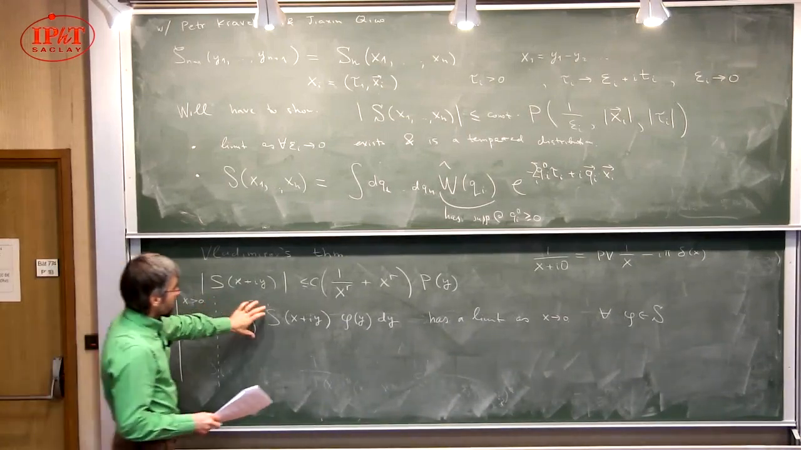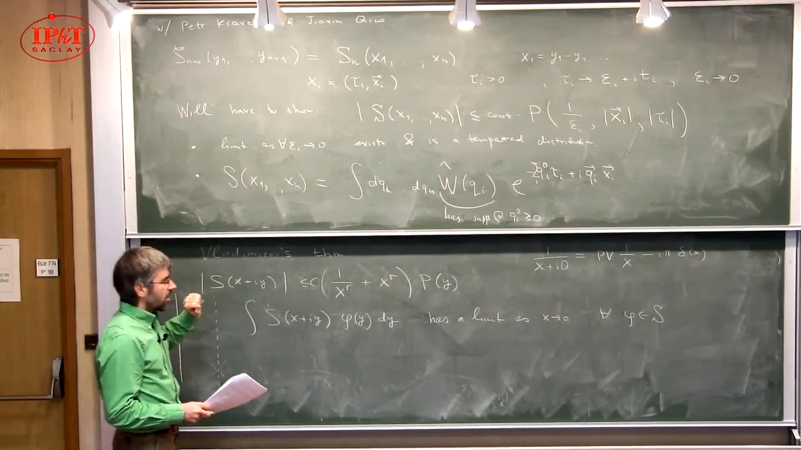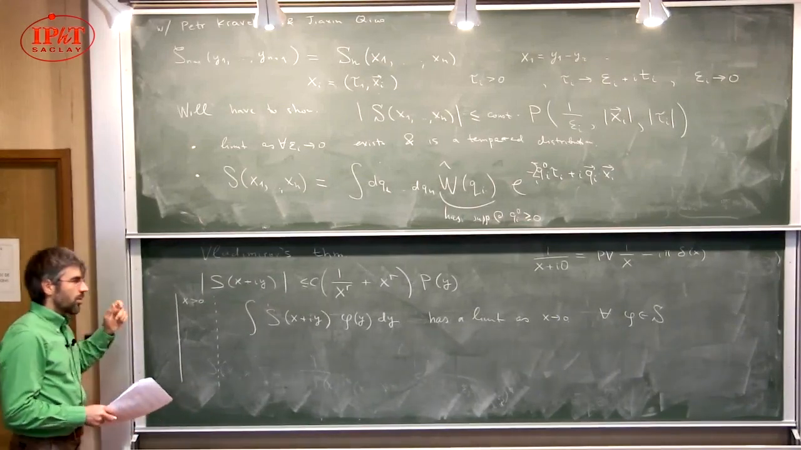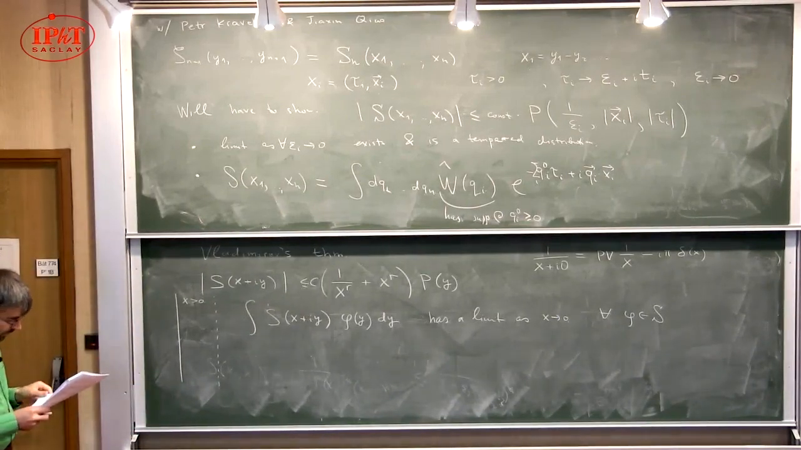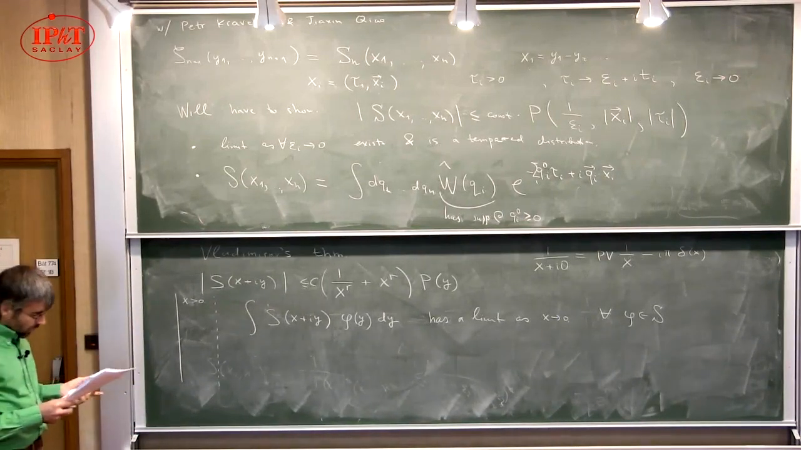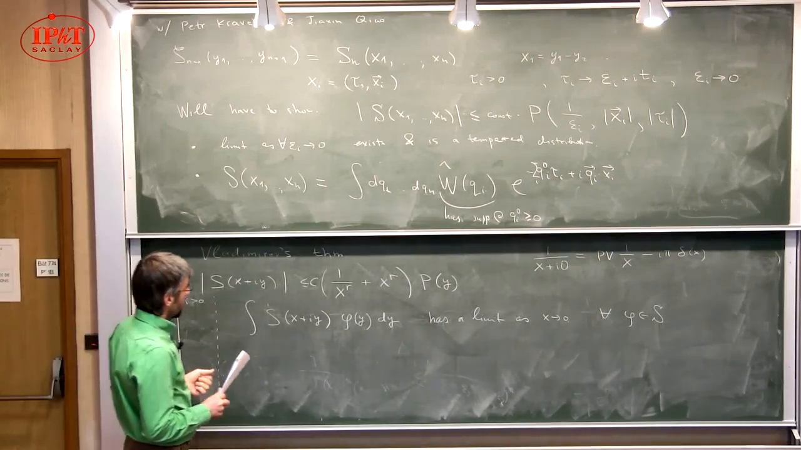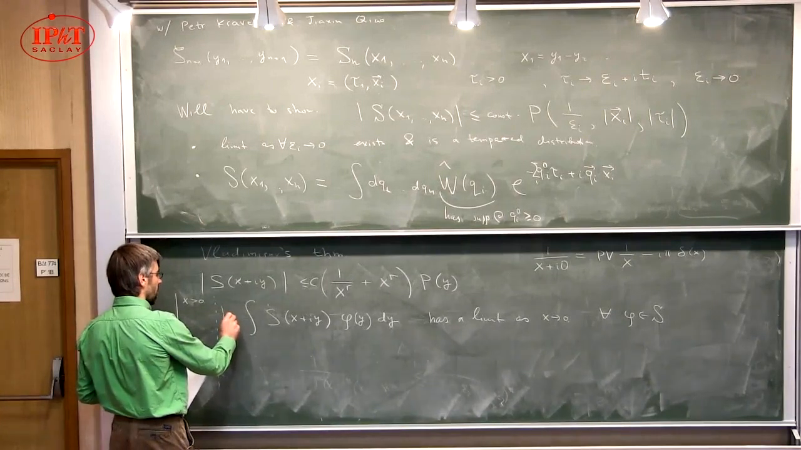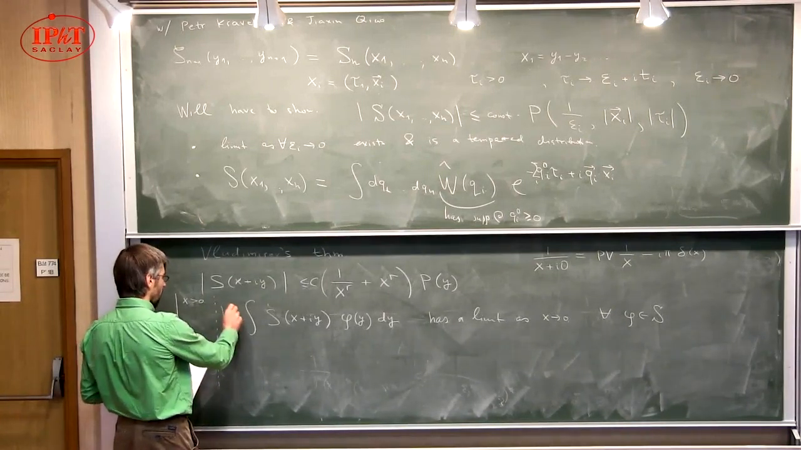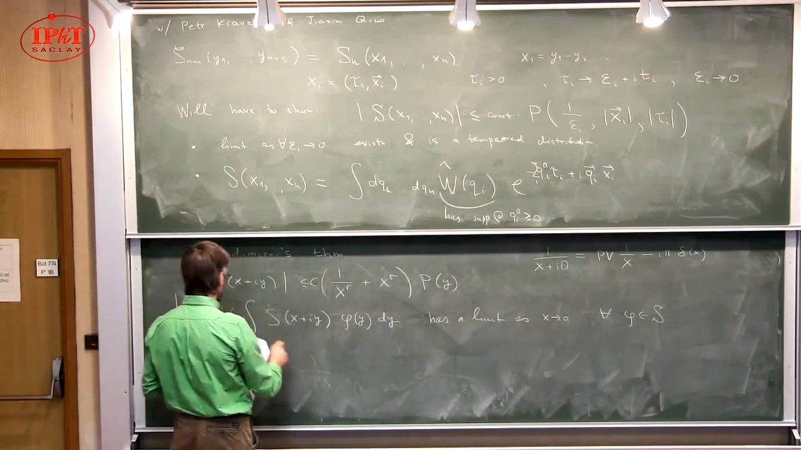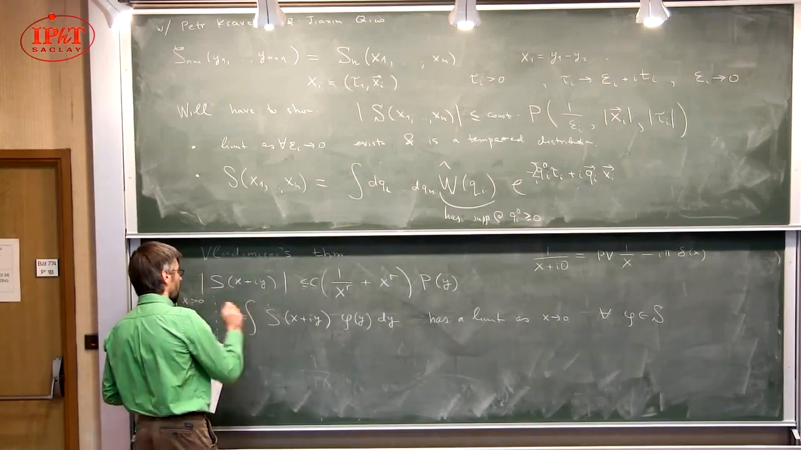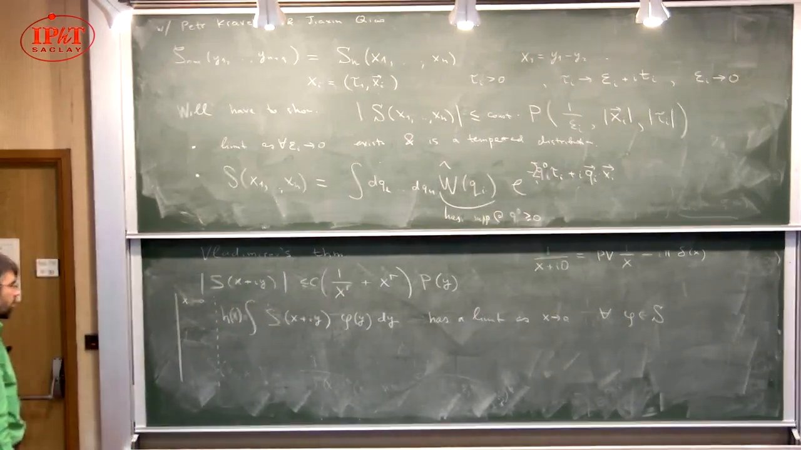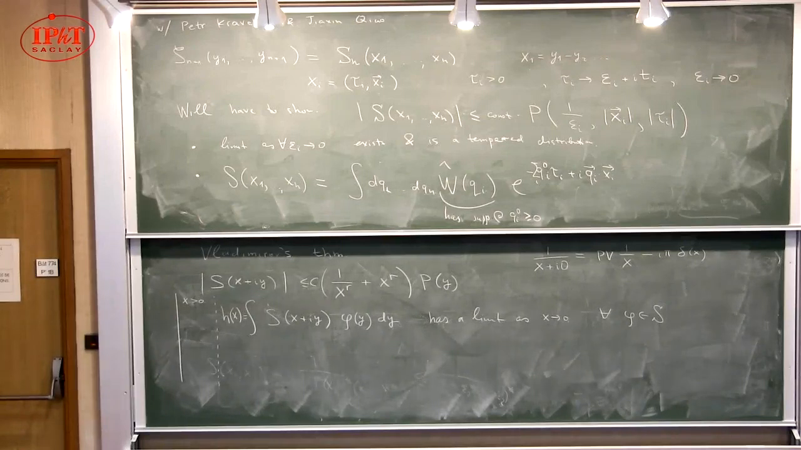And in addition to the existence of this limit, we also would like to write s of x plus iy as a Fourier Laplace transform. So how do we do this? What's the main idea? Well, let me pick some test function phi, and let me call this integral h of x. It's some function of x. I would like to know what this function does as x goes to 0, in particular that it tends to a limit.